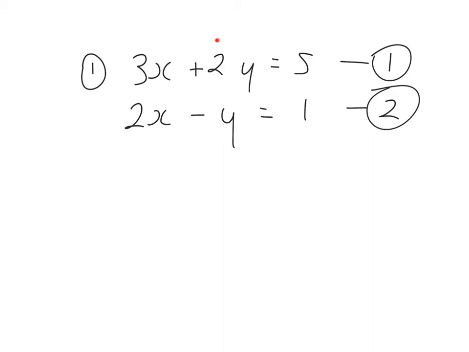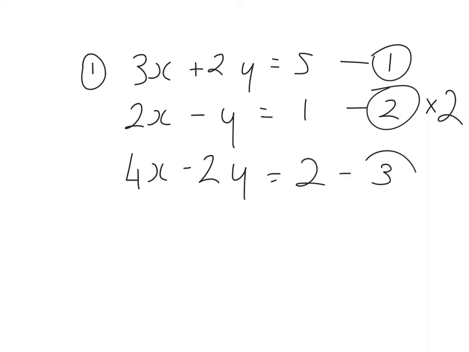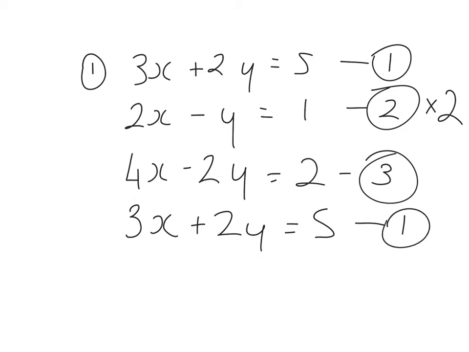So I've already got 2y here, and I'm looking to get 2y here, so I'm going to multiply equation 2 by 2. So everything in equation 2 gets multiplied by 2, so that will give me 4x minus 2y is equal to 2, and I can call that equation 3. I'm going to line up equation 1 underneath. That's 3x plus 2y is equal to 5, equation 1.